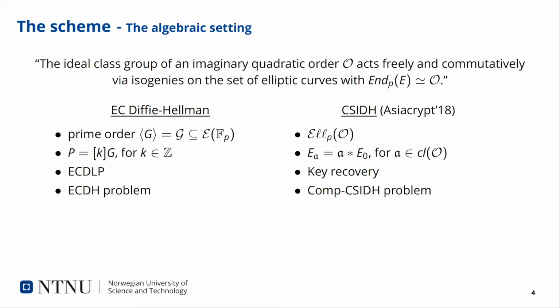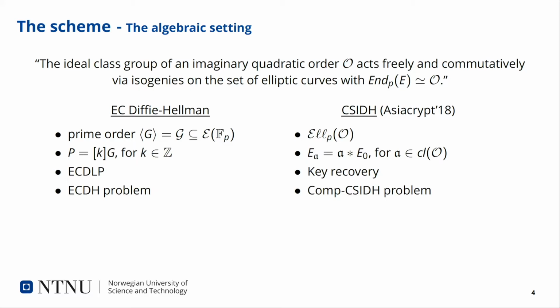On the other side we have a set of elliptic curves defined over Fp and arranged in a graph whose edges are isogenies. The operation on the left is scalar multiplication, while on the right we have an action of ideal classes, which is represented via an isogeny. The one-wayness on the left is guaranteed by the elliptic curve discrete logarithm problem, while on the right we have the key recovery problem, which boils down to finding an isogeny between two given elliptic curves.